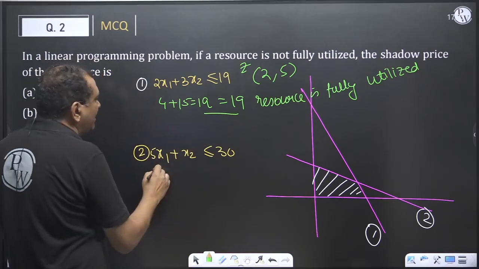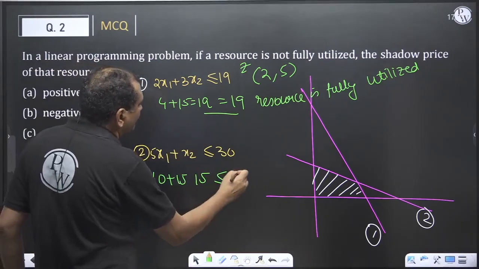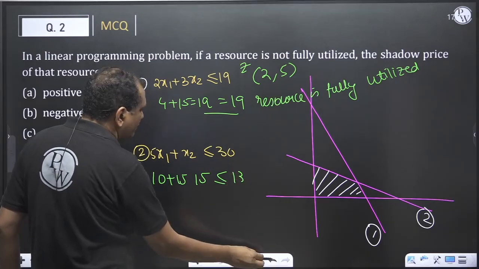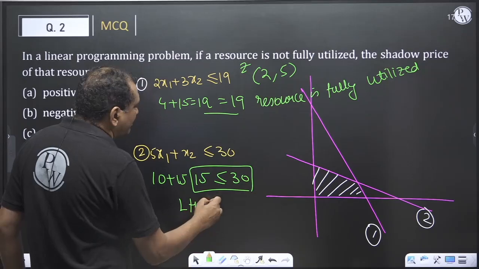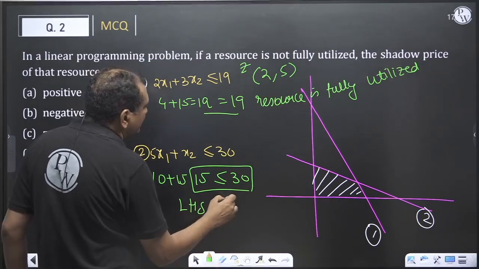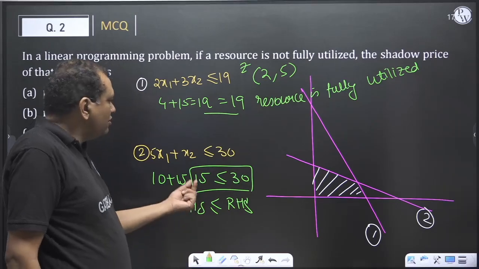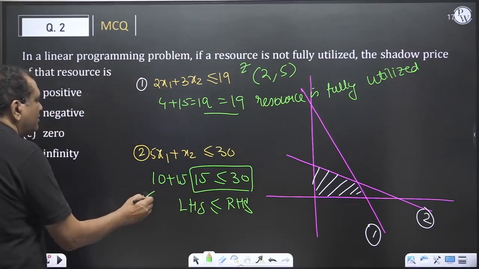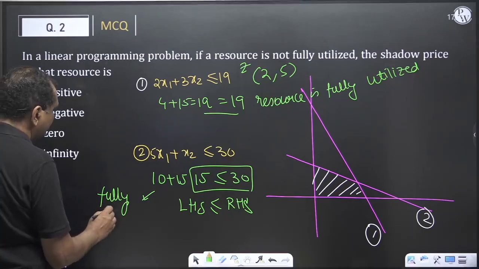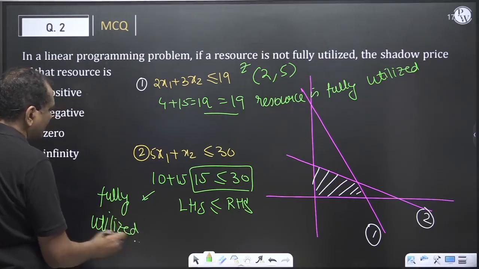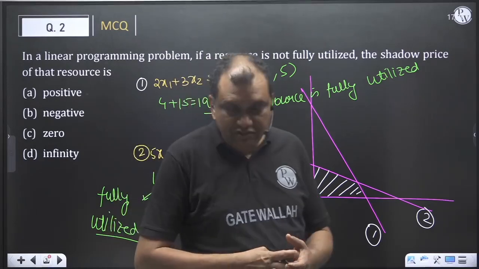And if we apply here, 10 plus 5 is 15. So left hand side is less than right hand side. So this constraint is not fully utilized.